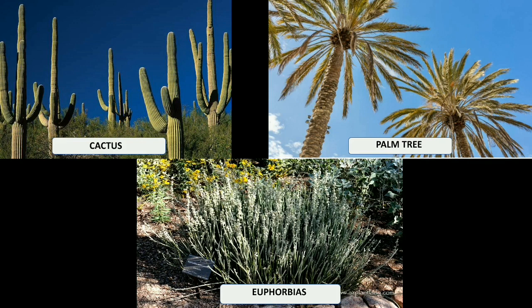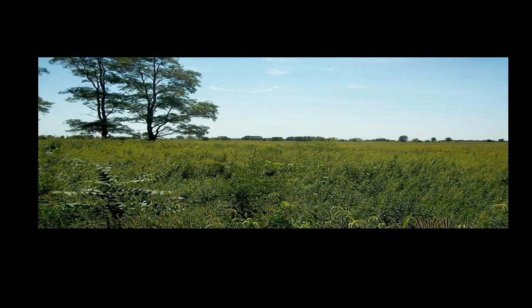With this we will move to the next, that is the temperate grassland, temperate grassland or forest. This is found mostly in areas which lie near the Alpine and Tundra vegetation.